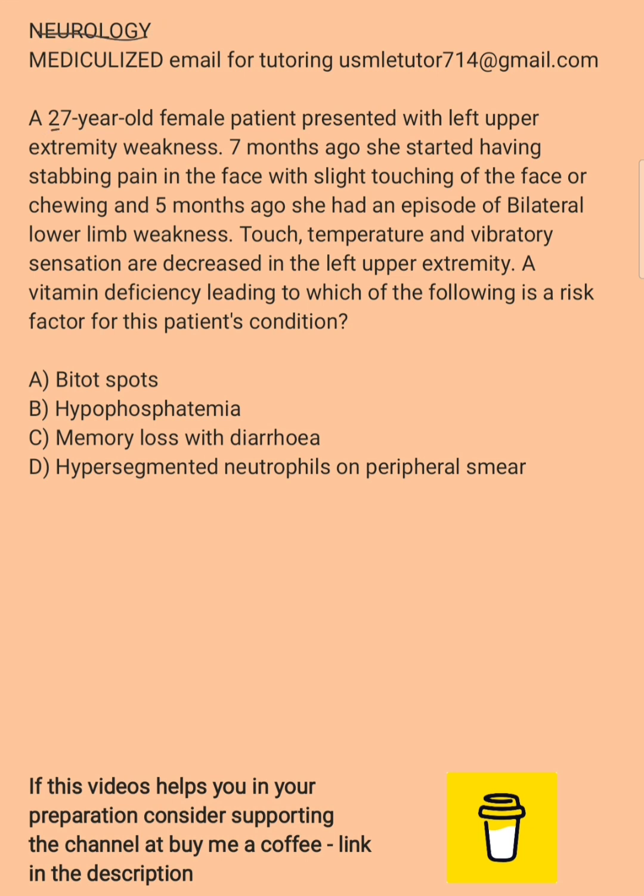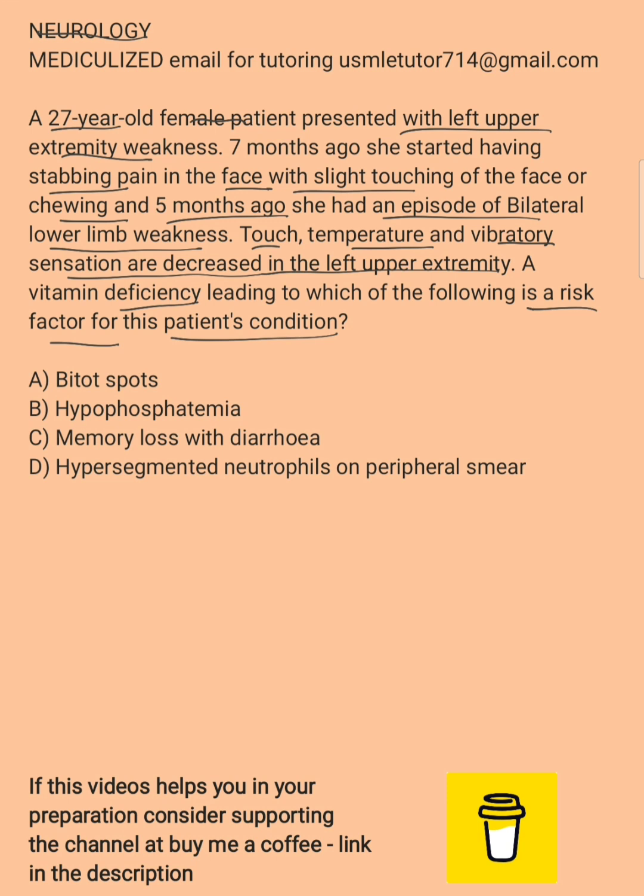So a 27-year-old female patient presented with left upper extremity weakness. 7 months ago, she started having stabbing pain in the face with slight touching of the face or chewing. And 5 months ago, she had an episode of bilateral lower limb weakness. Touch, temperature, and vibratory sensations are decreased in the left upper extremity. A vitamin deficiency, which of the following is a risk factor for this patient's condition?